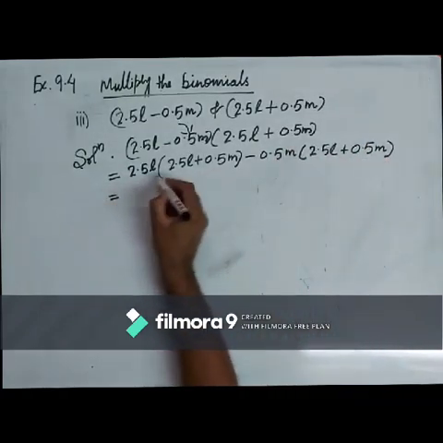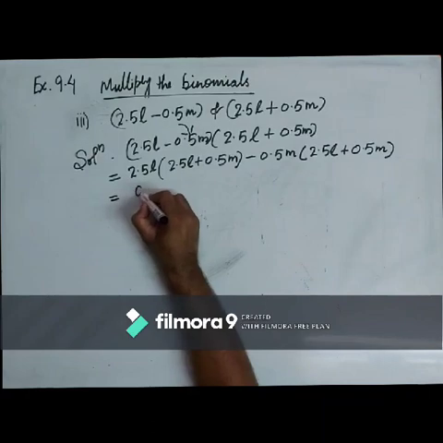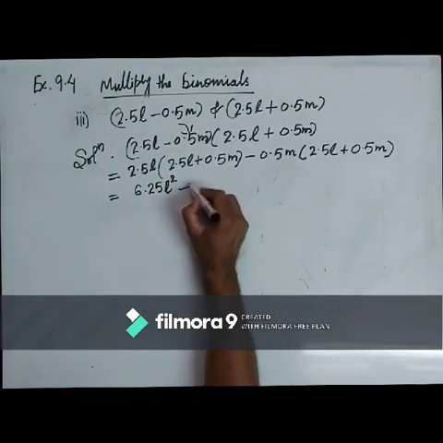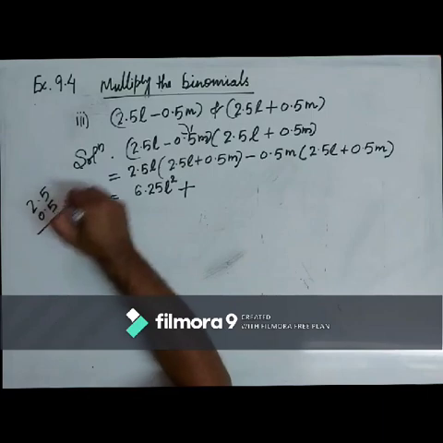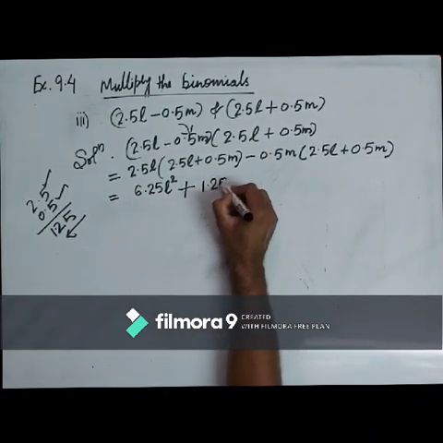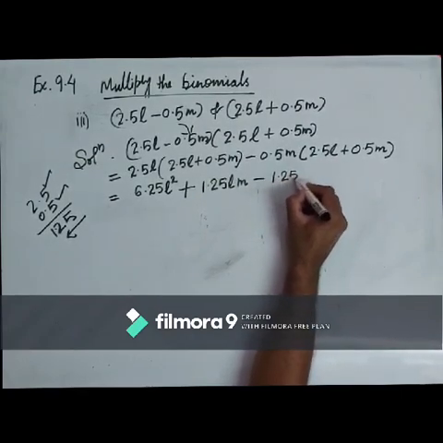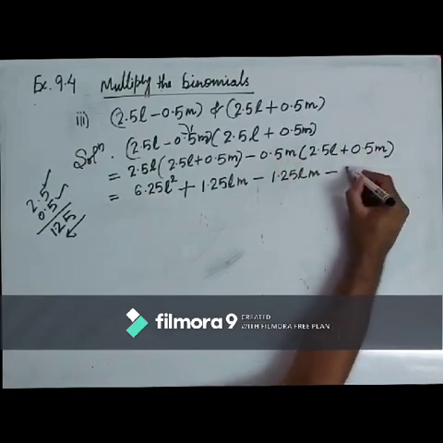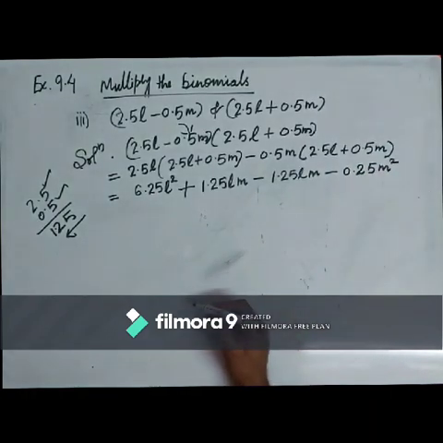So let's distribute. 2.5 into 2.5 is basically, so what it should be, 2.5 into 2.5 is 6.25L square, right? It is multiplication, so this is plus 2.5 into 0.5. So what we need to do, 2.5 times 0.5, so this is 125, count the decimals, 12 decimal places counted, so this is 1.25 LM. Similarly, minus 0.5 into 2.5 is 1.25 L and M, LM, so negative sign again, minus plus minus. 0.5 into 0.5 is 0.25, right? 0.25. Make sure it is decimal multiplication, it is simple, easy, no such issue.